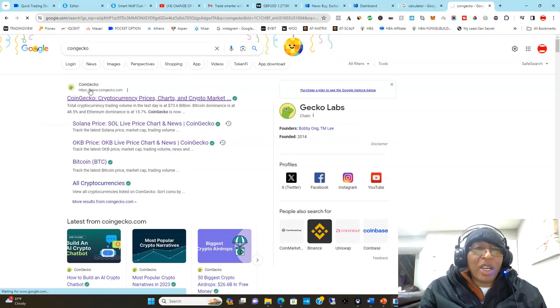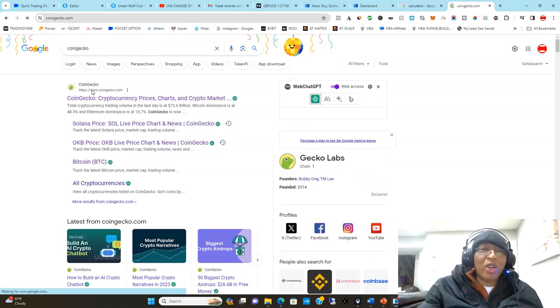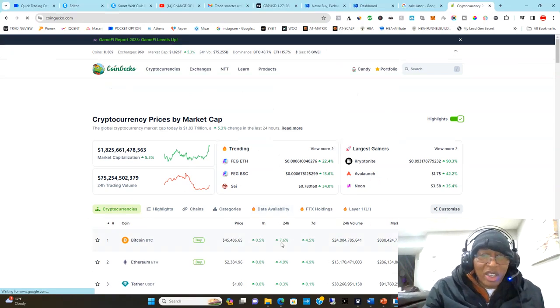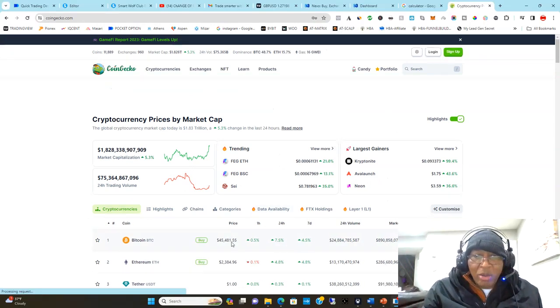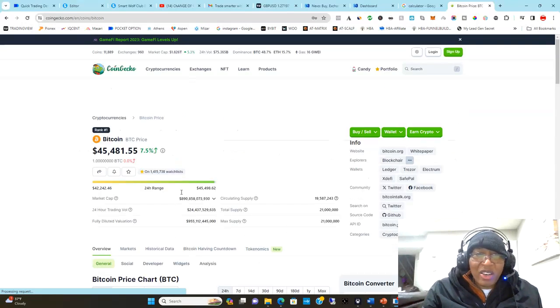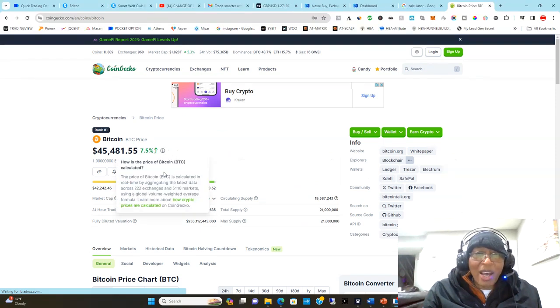If you want to grab a cup of coffee or get a glass of water before you come back to your seat, you guys can see it jumped up to $45. You can see that. Today, it went up by 7.5% today. Wow.